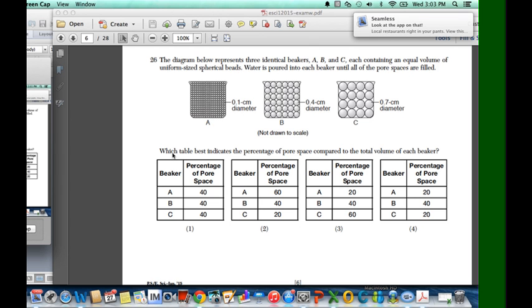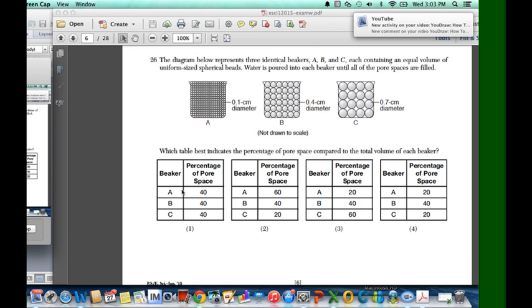So the question is asking, which table best indicates the percentage of pore space compared to the total volume of each beaker? As I said earlier, the pore spaces are all going to be the same because it has the same amount of space taken in the beakers. So the answer will most likely be equal for all of the containers. So let's take a look at the charts.